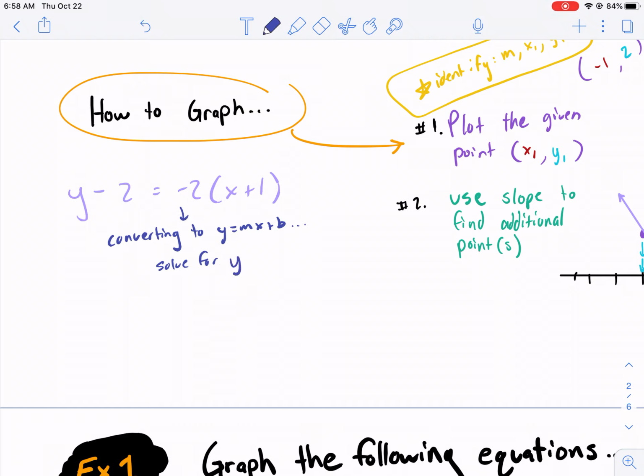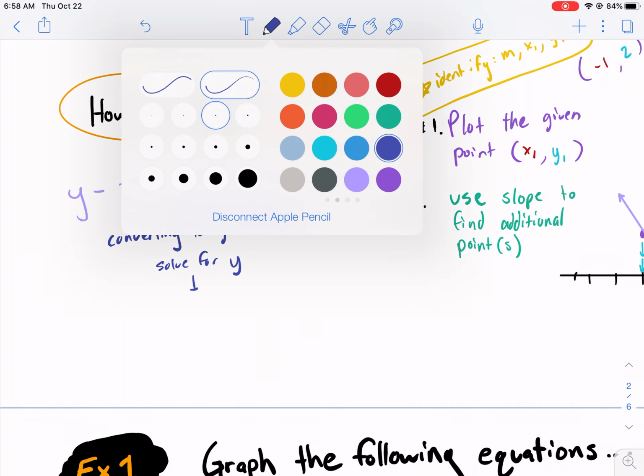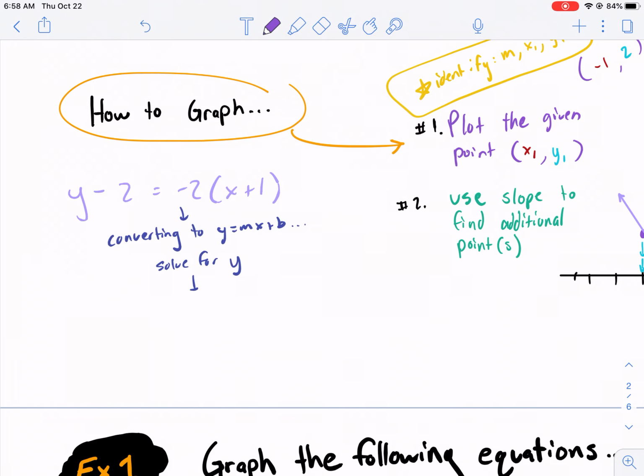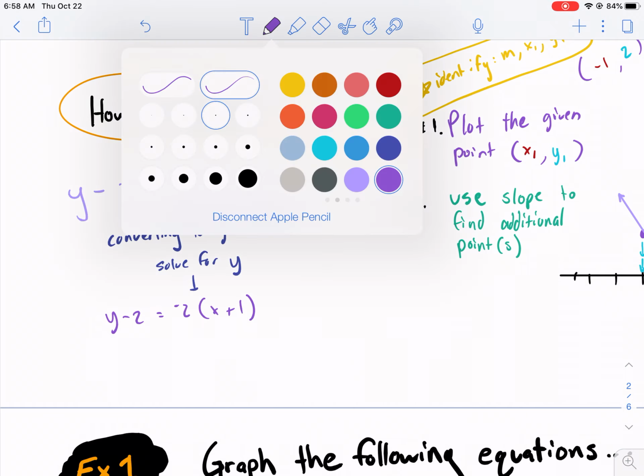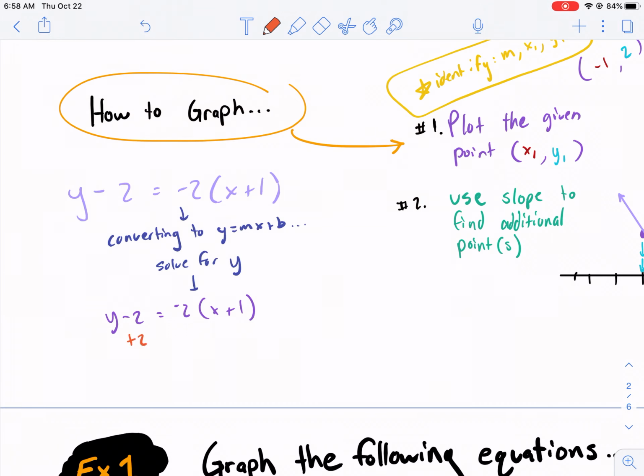Okay, so we just have to get the y by itself. So we're going to take y minus 2, and we are going to, let me use orange, add 2 to both sides. Well, first, actually, we should distribute. But then we are going to add 2 to both sides. So we're going to distribute here. We get -2x minus 2, y minus 2. And then we're going to add 2 to both sides.